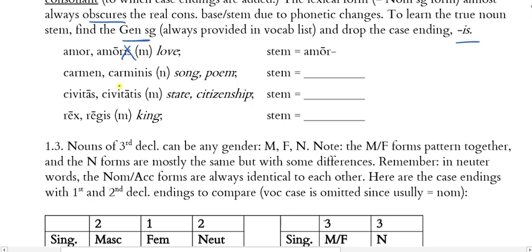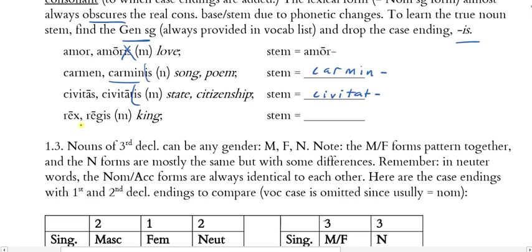But you'll notice that with these other nouns, that's not the case. Pardon the pun. Carmen and carminis, our song or poem, the genitive singular is carminis, I'm going to chop that off, and what I'm left with is the stem carmin. So notice that carmen and carmin are not the same. Lexical form can obscure the real noun stem in third declension. Civitas and civitatis. Here we have state or citizenship as a feminine. Chop off the is ending on the genitive, and I have civitat. So that is my noun stem. Notice then that civitas and civitat are different. We cannot go to the lexical form, which is nominative singular, to find that real stem.